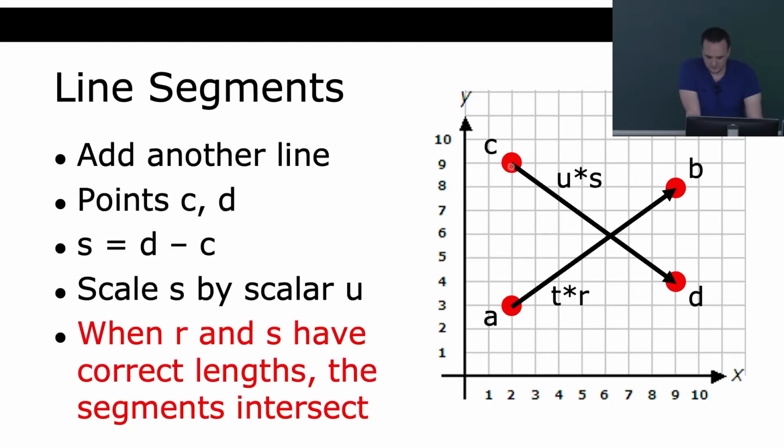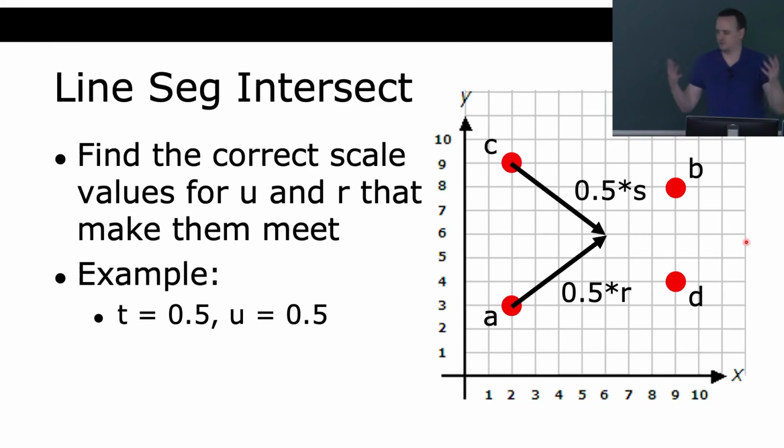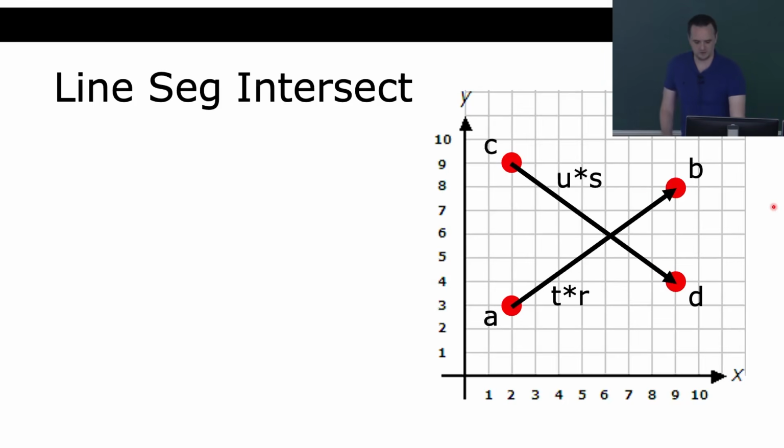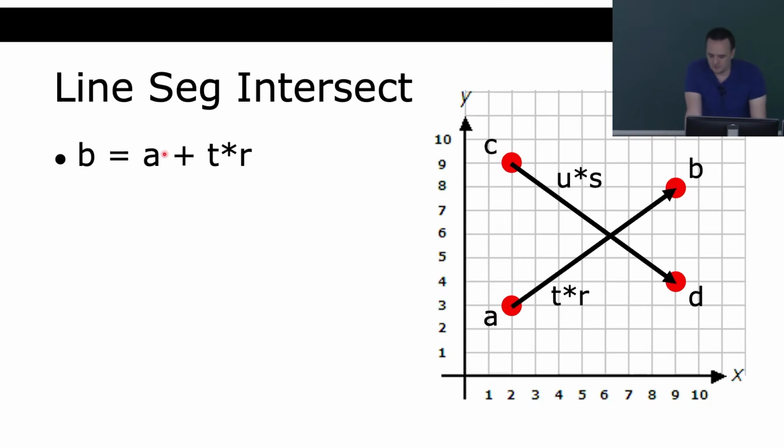So at some point, if we could somehow find the correct value for these scalars, such that these two vectors pointed at or ended up at the exact same point, then what we would have is their point of intersection, if one exists, right? So let's find the correct scale values for r and s that make them meet. And if they meet, then we're going to have their point of intersection for those two lines. So for example, I've drawn this example just so that when both of those scalar values are equal to 1/2, then both of these vectors point to the exact same point in space, and so that is going to be their intersection point. So if we had some math oracle that could solve these equations for us, and we said, what are the scalar values so that these two meet, then we would get t is equal to 0.5 and u is equal to 0.5. So we have b is equal to t times r, and d is equal to c plus u times s.